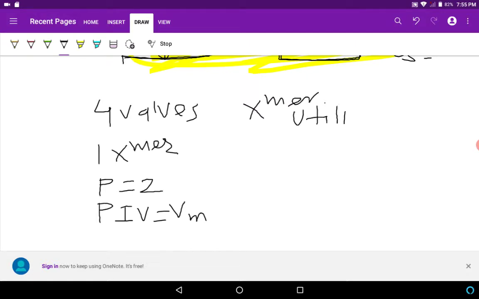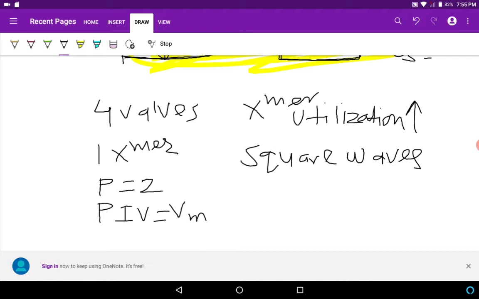The transformer utilization is better in this case because in both the half cycles it is used. And both primary and secondary currents are square waves. The valve rating in this case will be 0.5 Vm into Id, because of the average current going through it. If you calculate the average current, it is Id by 2, where Id is the secondary current.